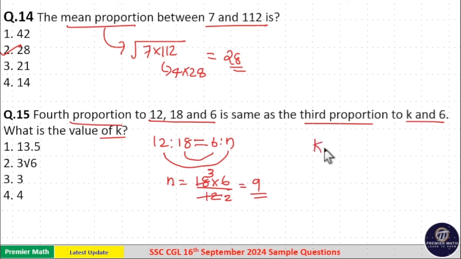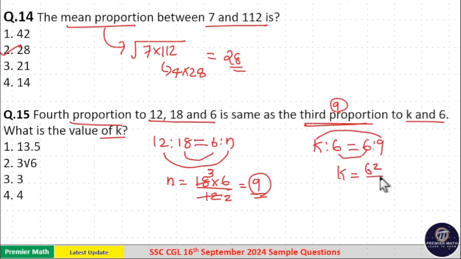That is, k is to 6 is the same as 6 is to 9. This is the third proportion. Third proportion is 9. Now k into 9 is equal to 6 square. So k is equal to 6 square by 9, 36 by 9 is equal to 4. Option 4 is your answer.